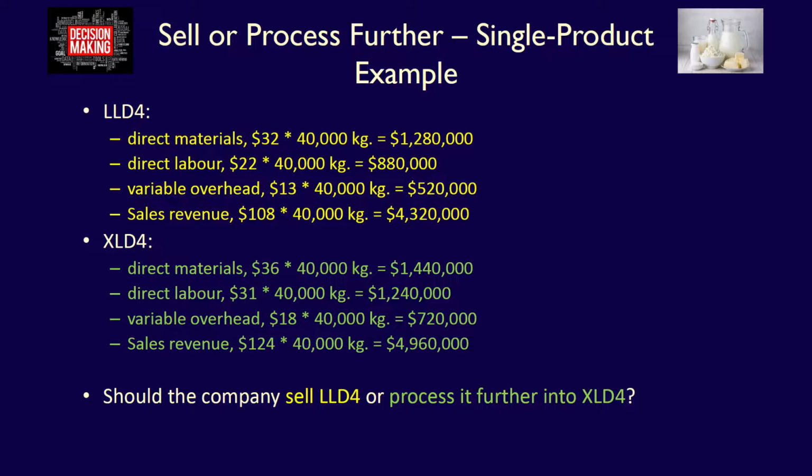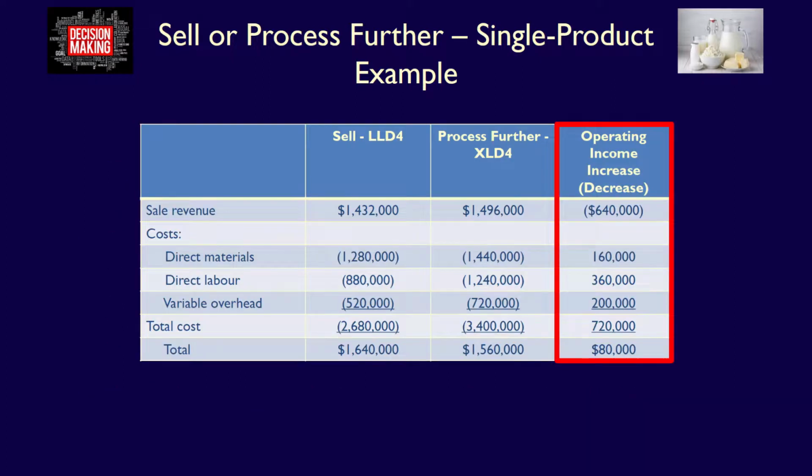If we did the same for XLD4, we would have total direct materials of 1,440,000, total direct labor of 1,240,000, total variable overhead of 720,000, and total sales revenue of 4,960,000. Now, if we place this information into our comparison chart, we would see that the difference in operating income is $80,000 increase if the company decides to sell LLD4 as is.